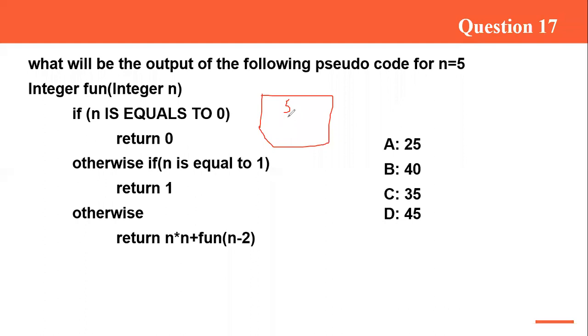It's n into n, so nothing but 5 into 5. 5 into 5 is 25 plus f of n minus 2. What is n value in this function? 5. 5 minus 2 is 3. F of 3. So this block is called. Again, in that block, n is 3. Remember, whatever return value we get for 3 will be replaced in the place of f of 3. That's what recursion means.